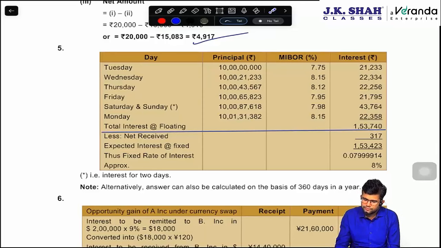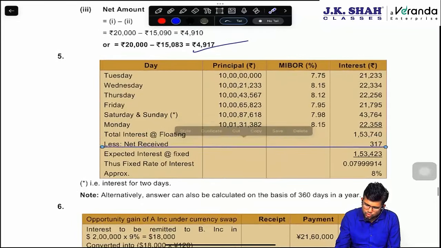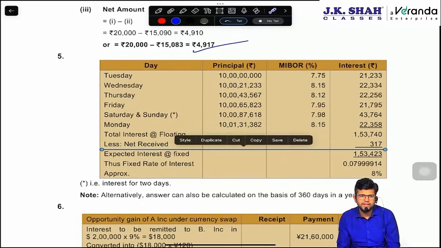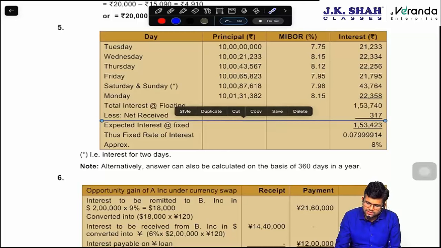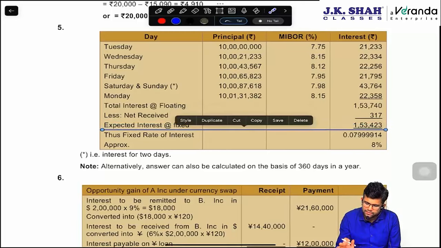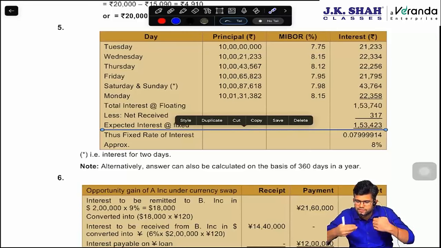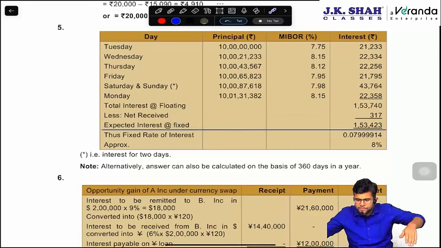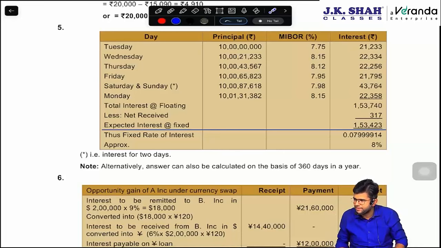But sir, we received only 317. We received only 317. That means the embedded payment that we must have done is 153,423. Net na net. This is what I must have paid. Paid in a sense, in the calculation, my payment must have come to 153,423 and the receipt must have come to 153,740. So that is why I net received 317.